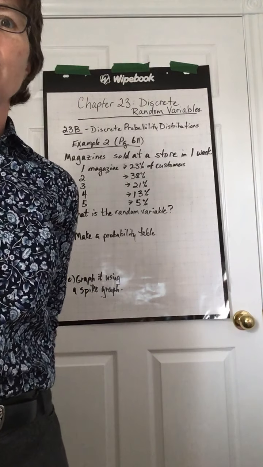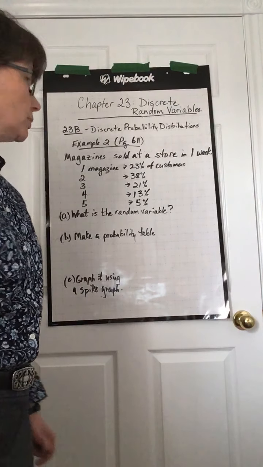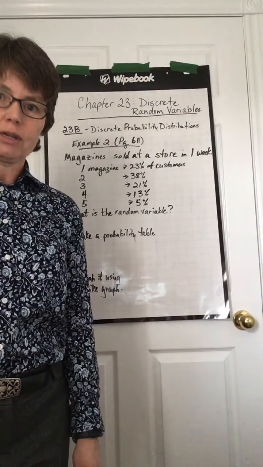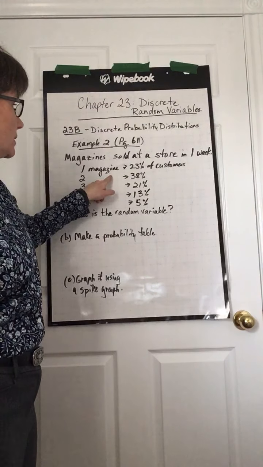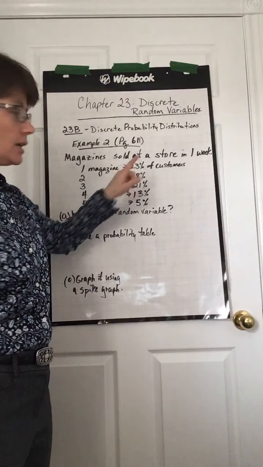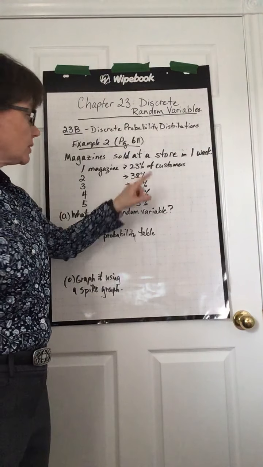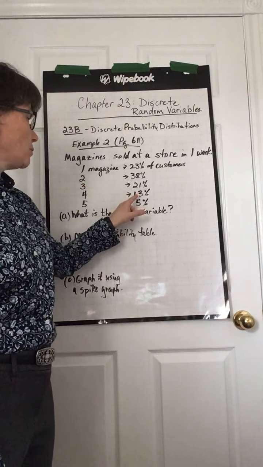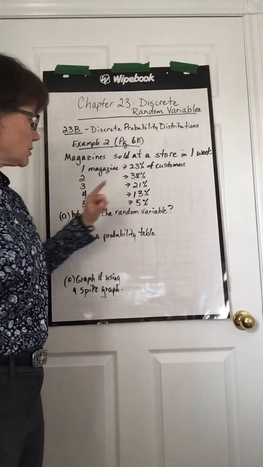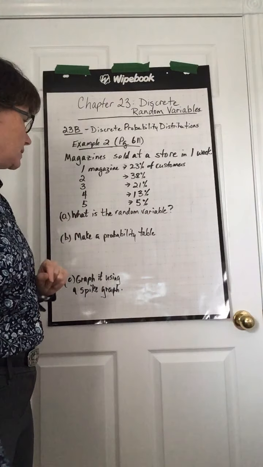Okay, here we go. Example 2 from 23B. This is on page 611. We're looking at magazines sold at a store in 1 week, and the data tells us that one magazine was purchased by 23% of the customers, 2 magazines were purchased by 38% of the customers, 21% of customers bought 3 magazines that week, 13% of customers bought 4 magazines, and 5% of customers bought 5 magazines.